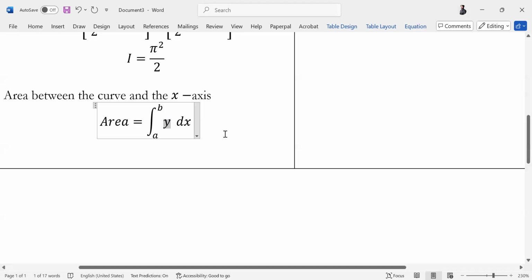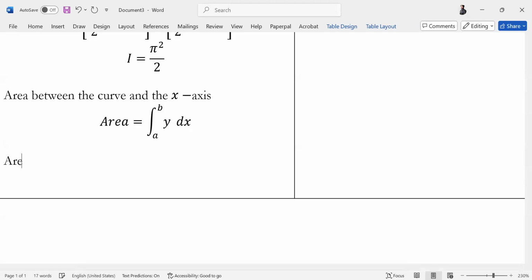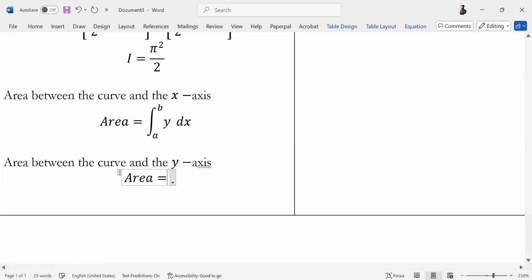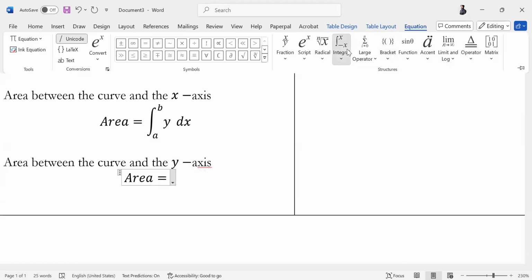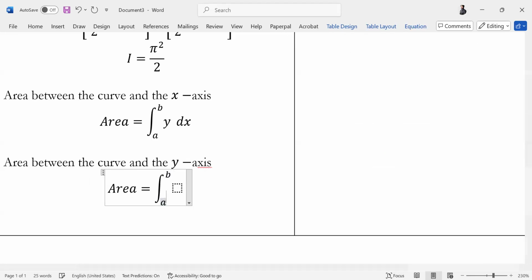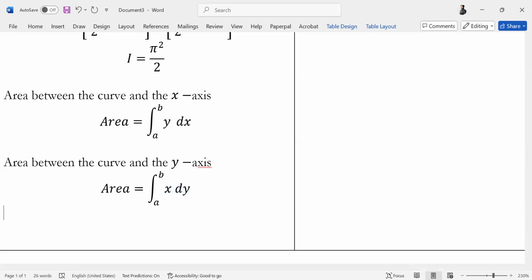Similarly, if I had to find the area between the curve and the y-axis, how did you do it? All of this was done in AS. I'm not telling you anything new. All of this is already done in AS. Isn't that right? Then you integrated with respect to y. So first you made x the subject and plugged it in. You integrated with y. What were these values? These b and a, whose values were they?